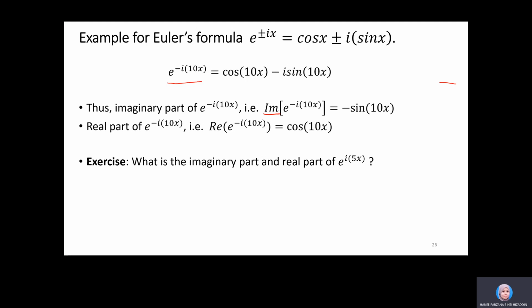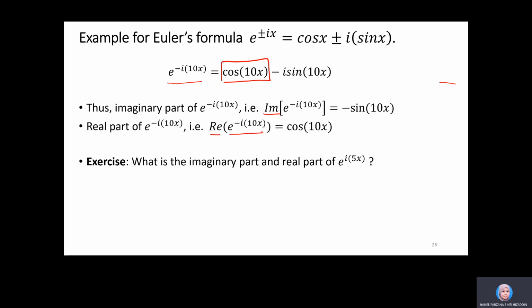Here, Im stands for imaginary. So the imaginary part of the exponential of negative i times 10x is the one containing the i. So the imaginary part is negative sine 10x, because it contains the i term here. Whereas for the real part of the exponential of negative i times 10x, you put Re, which stands for real. The real part of this term is just cos 10x.